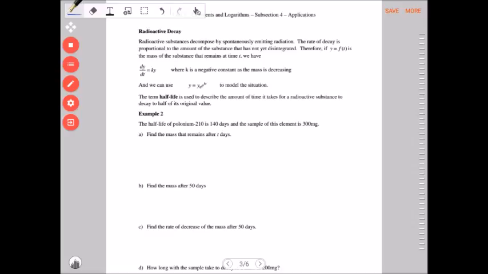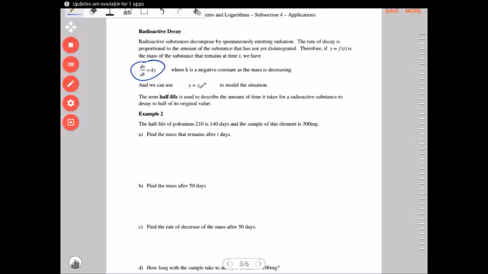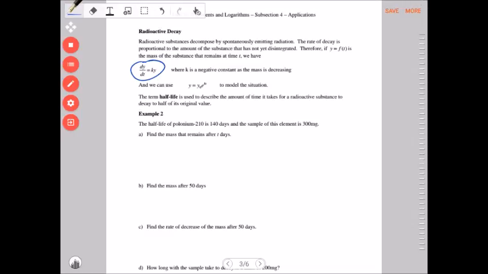Radioactive decay. Radioactive substances decompose by spontaneously emitting radiation. The rate of decay is proportional to the amount of substance that is not yet disintegrated. Therefore, if y equals f of t is the mass of the substance that remains at time t, we have dy/dt equals ky, where k is a negative constant as the mass is decreasing. We can use y equals y0 e to the kt to model this situation. The term half-life is used to describe the amount of time it takes for a radioactive substance to decay to half its original value.